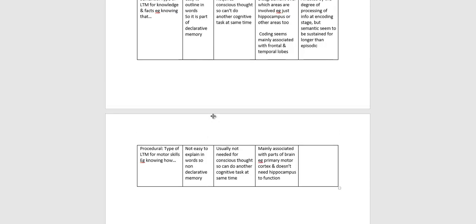So for example, if you think about procedural being how to ride a bike or something like that, it's actually quite difficult to explain clearly in words. So that's one comparison. You could also use another one, that episodic and semantic, depending on which ones you've chosen, require conscious thought. So that means that you have to be focused on that. You can't be doing another cognitive task at the same time, whereas procedural, you usually don't need conscious thought for it. So you could be riding a bike and also learning some words or something like that.